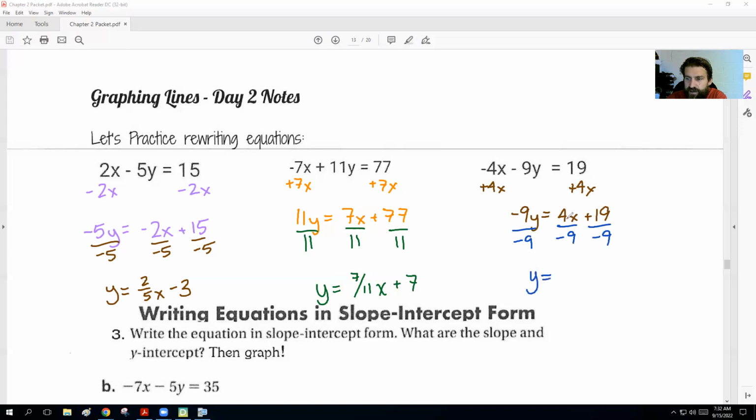We get y equals, 4 divided by negative 9 doesn't come out nice, so we leave it as a fraction. Now I just put the negative on top. It's all the same thing, right? And then here, 19 doesn't divide by 9, so let's leave that as a fraction. Remember, those are things that we can graph if we use a graphing calculator.